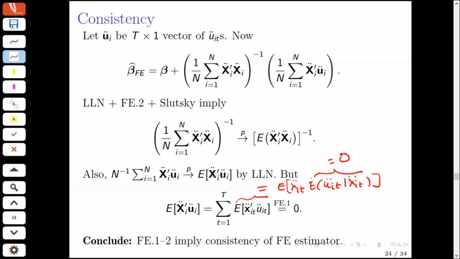From this, we can conclude that under our strict exogeneity assumption and our rank condition on the within transformed regressors, the fixed effect estimator is in fact consistent.